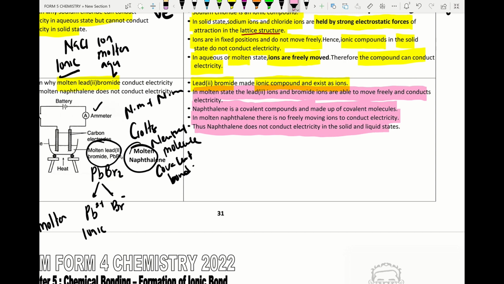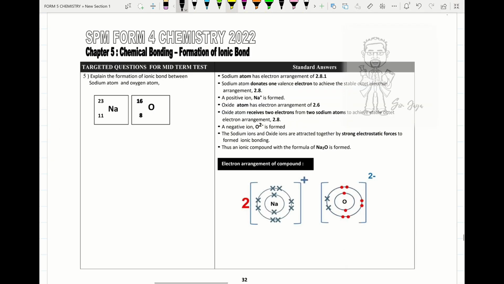Thus, naphthalene does not conduct electricity in solid or in liquid state. Alright, so let's go to the next question, an essay question: the formation of ionic bonding. The formation of ionic bonding occurs between metal plus non-metal. So how does it occur? Via transferring of valence electron.